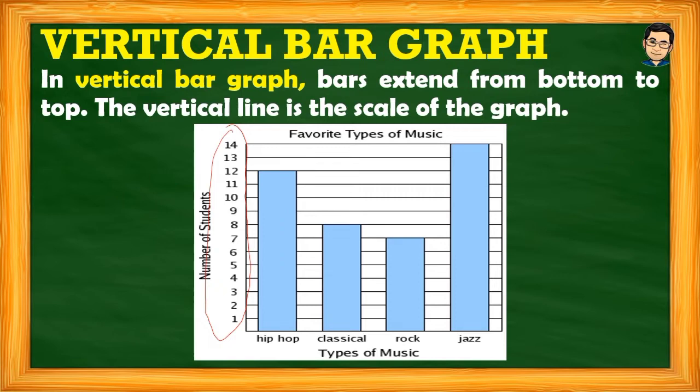Dito, title niya is Favorite Types of Music. Given dito yung hip-hop, classical, rock, jazz. These are types of music. Kitang-kita naman natin sa ating vertical bar graph na yung jazz ang favorite type of music. Yung nasa left side natin, makikita nyo yung 1, 2, up to 14. Yan yung number of students, kung tinanong yung mga students kung ano yung paborito nilang music.